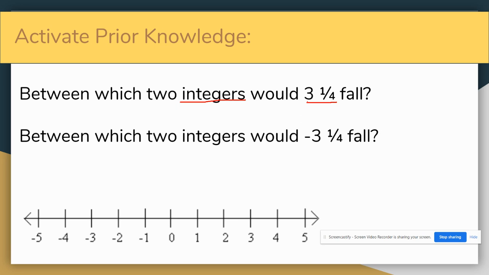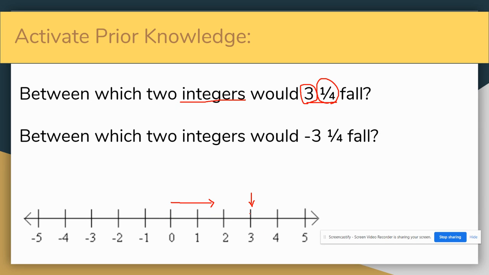One thing that I notice is that it has the whole number 3. So I'm going to find the whole number 3 on my number line, which is right here. But it's not just 3. There's some extra here. That extra tells me I am getting further away from 0. So if 0 is right here and I want to get further away, I'm going to go to the right of 0. Because if I went to the left, I would be getting closer to 0.